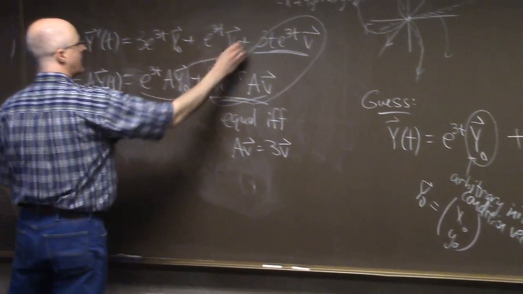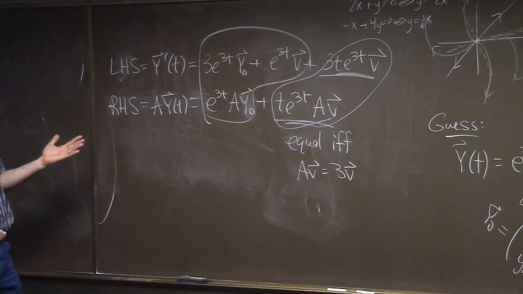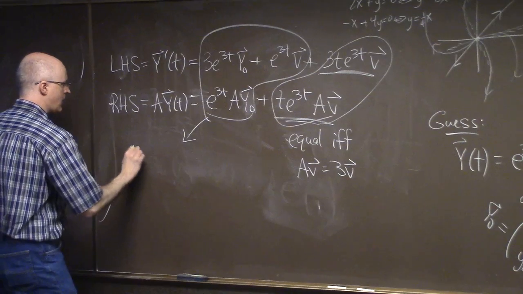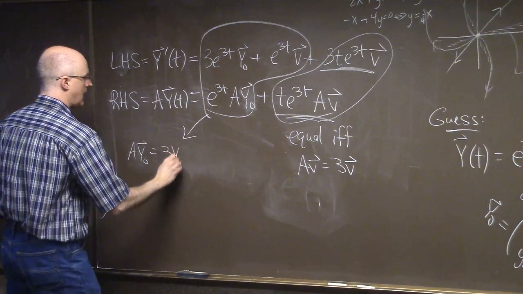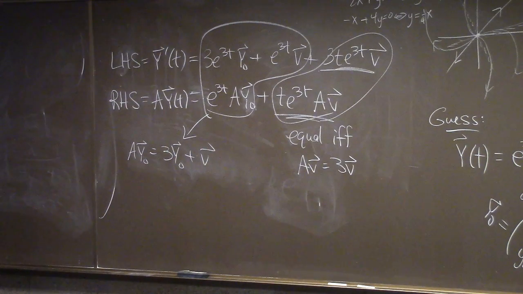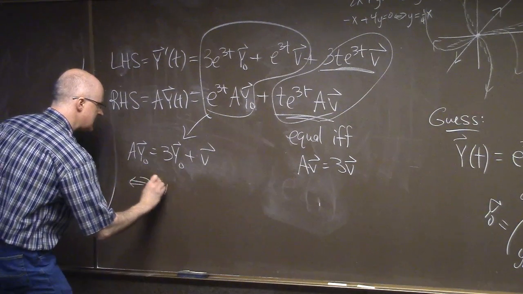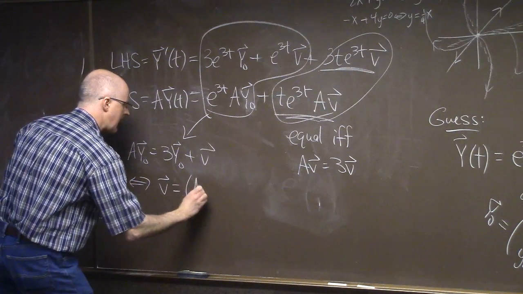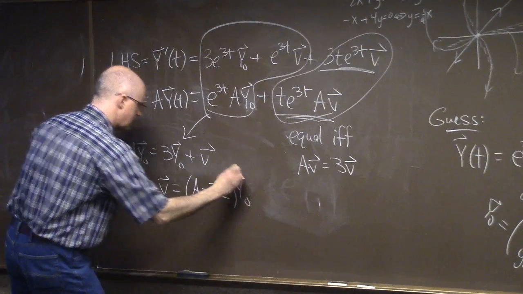What kind of condition would make these things equal? You can cancel the e to the 3t's. The condition would be Ay0 equals 3y0 plus v, which if you solve it for v is equivalent to v equaling A minus 3 times the identity matrix times y0.